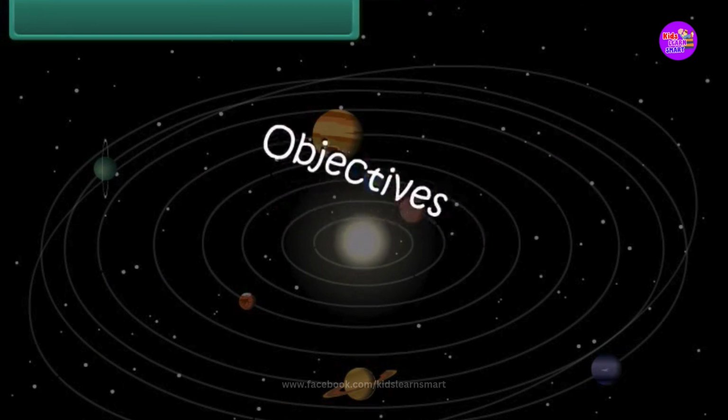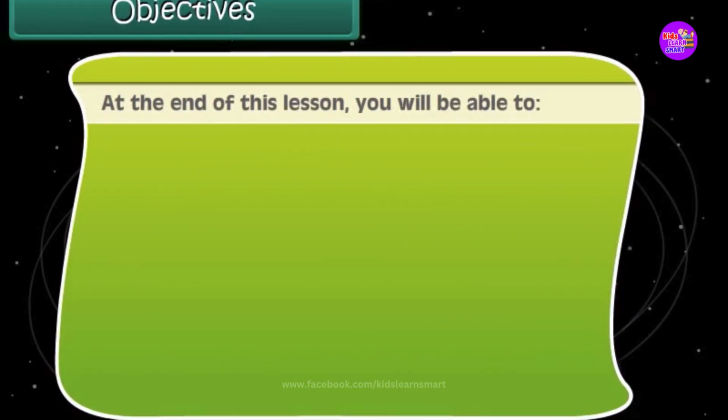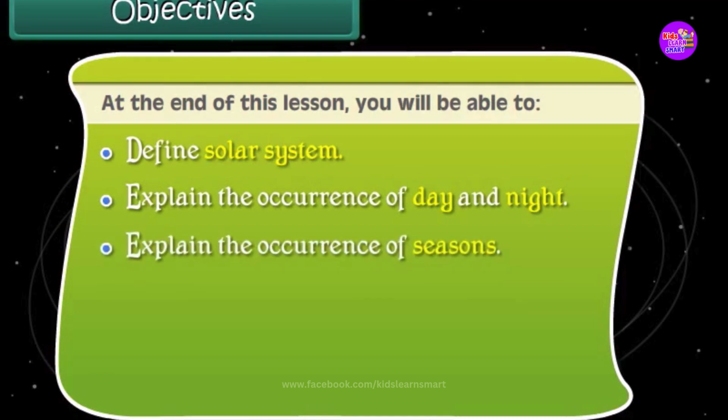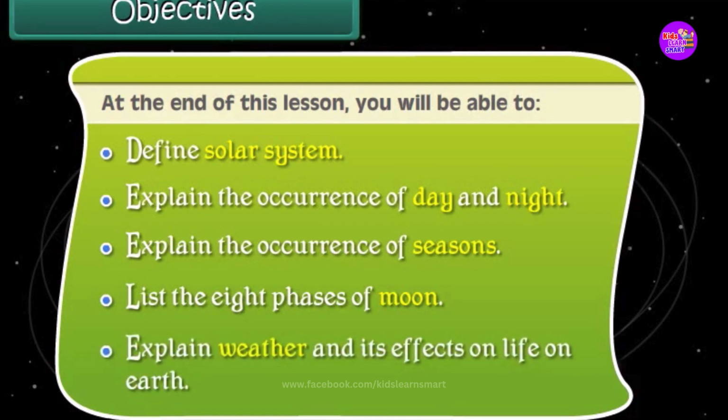Objectives. At the end of this lesson, you'll be able to define solar system, explain the occurrence of day and night, explain the occurrence of seasons, list the 8 phases of moon, explain weather and its effects on life on Earth.